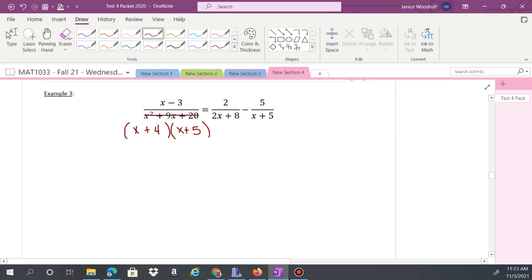2x plus 8, can I do something with that? Yep, I could divide by 2. That would give me 2x divided by 2, x, 8 divided by 2, 4. And then x plus 5 by itself. All right, so let's make this nice and clean here. Leave room because you're going to multiply.